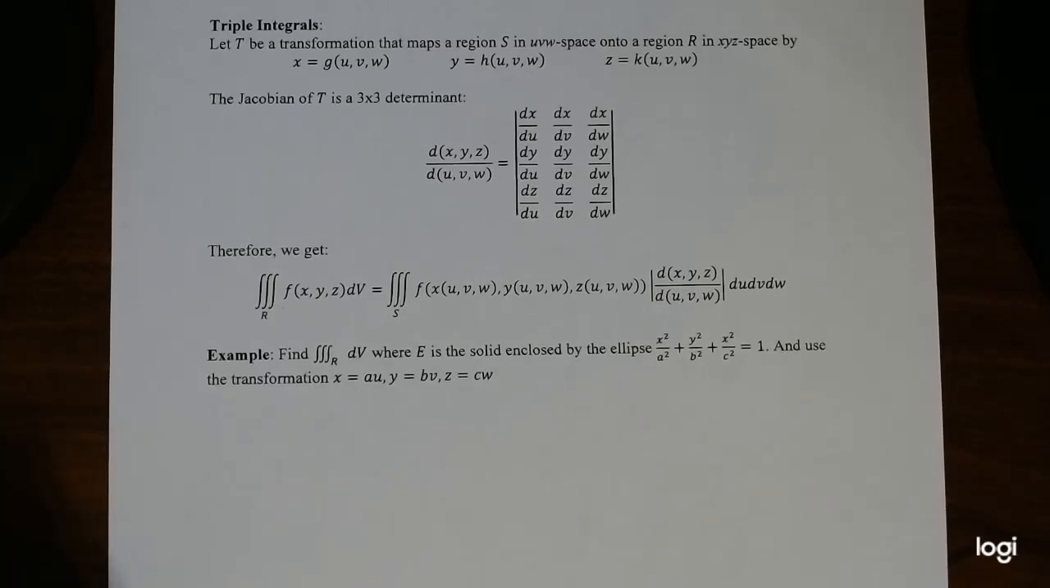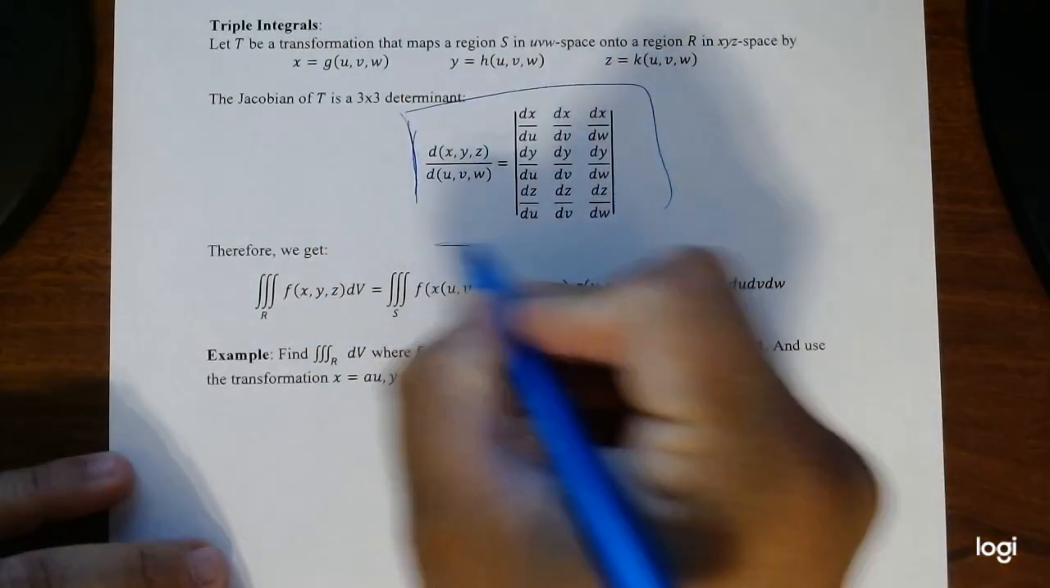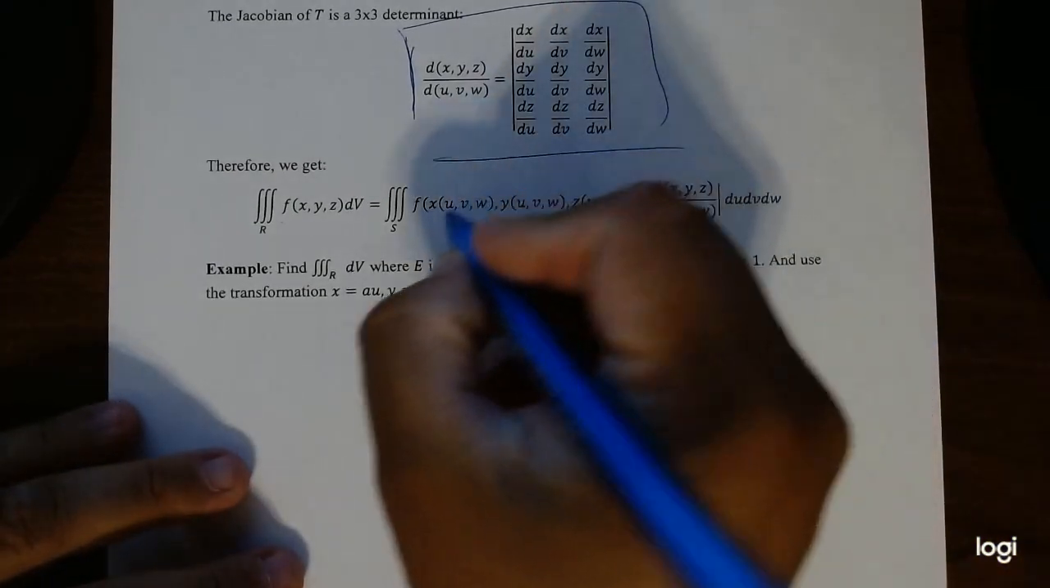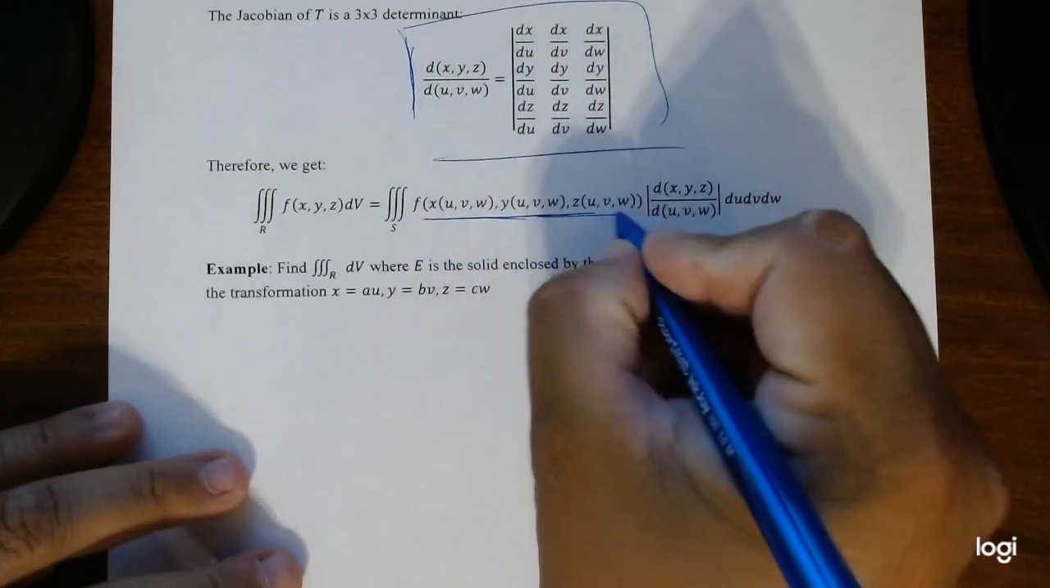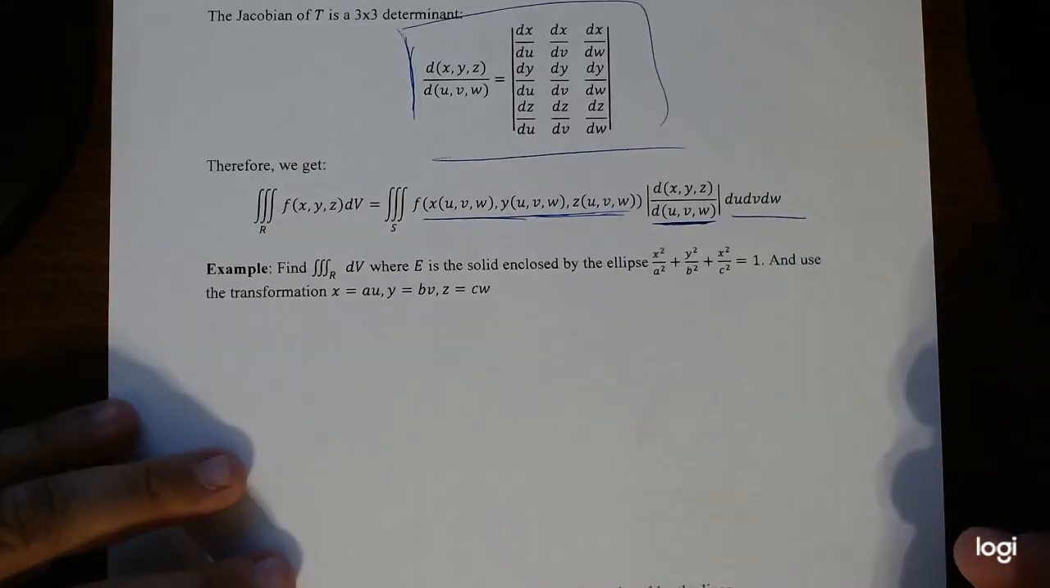Now let's do an example with triple integrals of the Jacobian. Let T be a transformation that maps the region S in UVW space into the region R in XYZ space. The Jacobian is roughly the same thing, it's just a triple integral, so you have to define the determinant of a 3x3 matrix. It's a little lengthier process, but it's still technically doable when it comes to this change of variables. The integral is the same thing: the function in terms of all three changes of variables times the Jacobian, and evaluate all three itself.